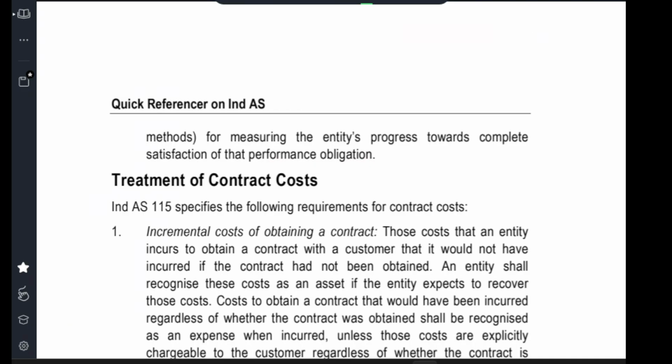So I have an obligation to do this. As per the obligation, I have completed this much. So by the input and output of this appropriate method, we can recognize revenue.